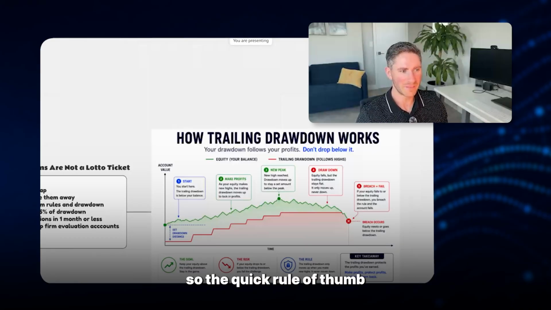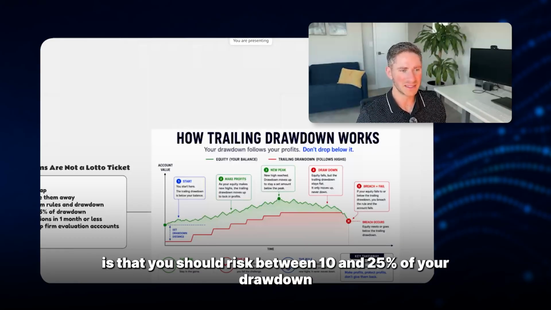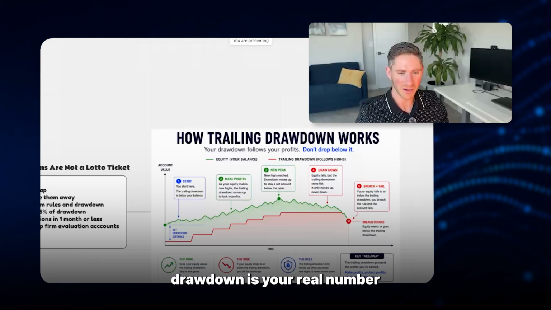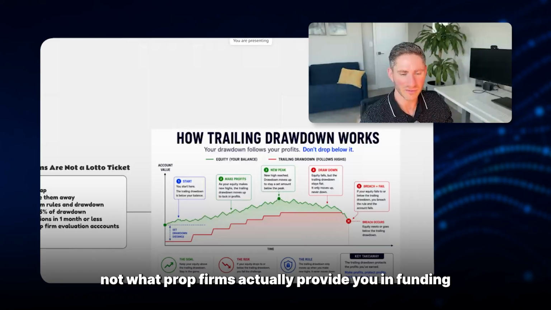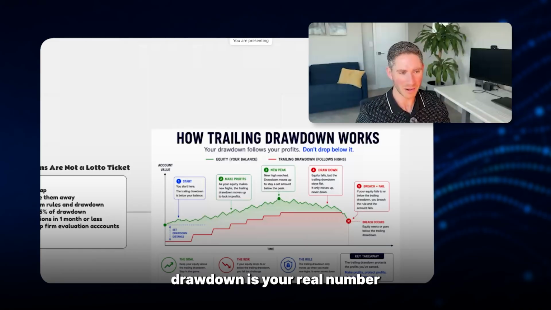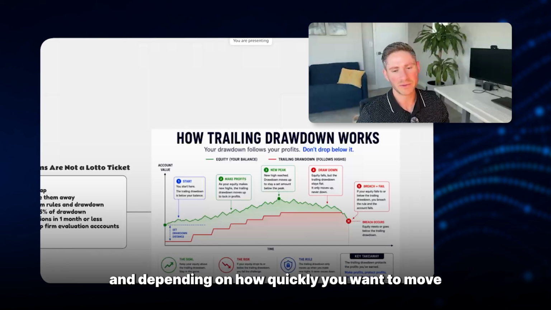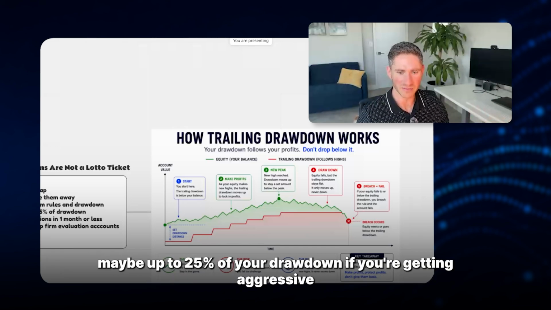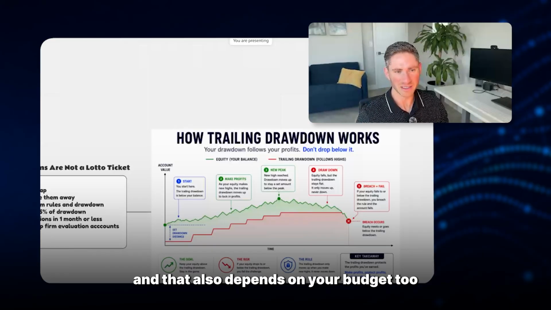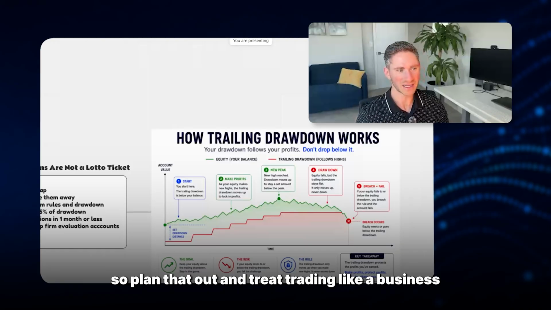So the quick rule of thumb is that you should risk between 10 and 25% of your drawdown. Drawdown is your real number, not what prop firms actually provide you in funding. So if your drawdown is $2,000, you might risk $200 to be at 10% of your drawdown on each trade. And depending on how quickly you want to move, you can risk a little bit more, maybe up to 25% of your drawdown if you're getting aggressive. And that also depends on your budget too. So plan that out and treat trading like a business.